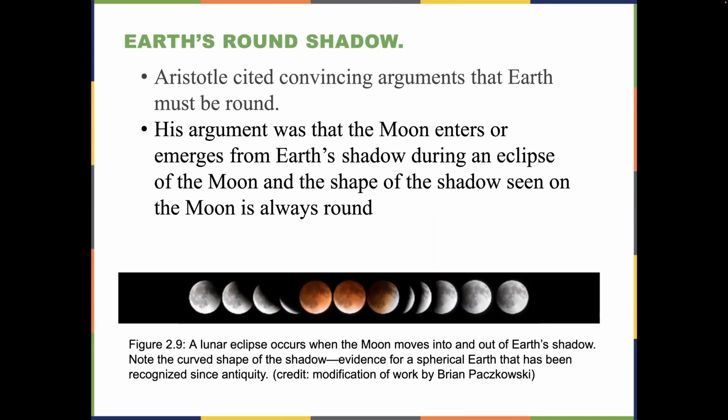So I hope all of you have heard about these eclipses, lunar eclipses and solar eclipses. So what Aristotle thought is Earth is round based on the observations that he had about the lunar eclipses. His argument is actually about when the moon enters or emerges from the Earth's shadow. So that's what happens during a lunar eclipse. We will talk about eclipses later.